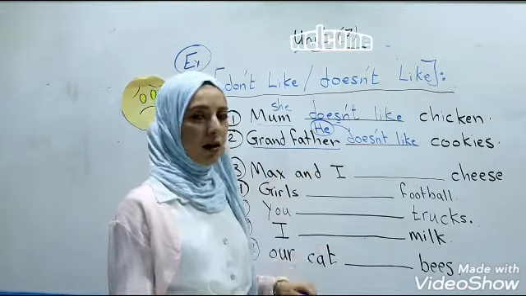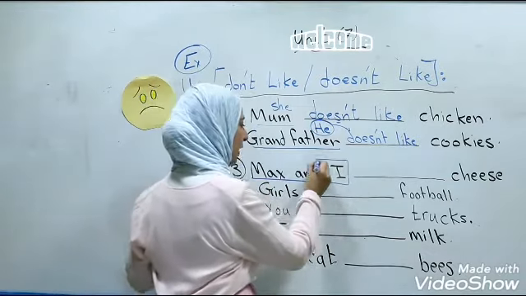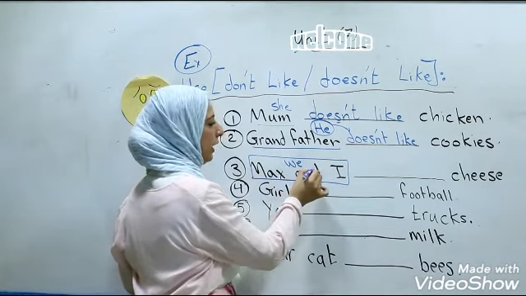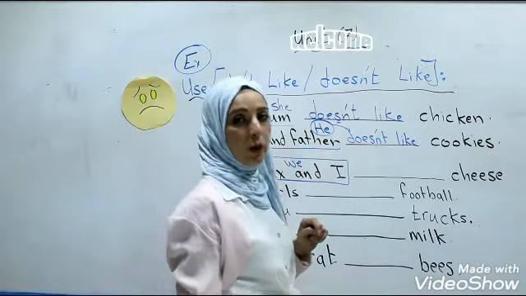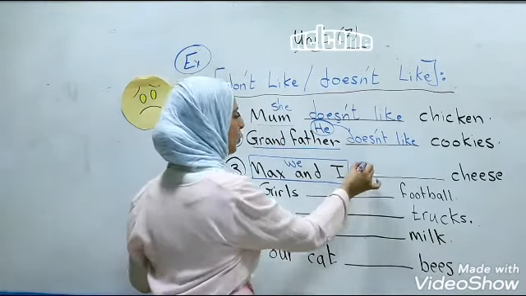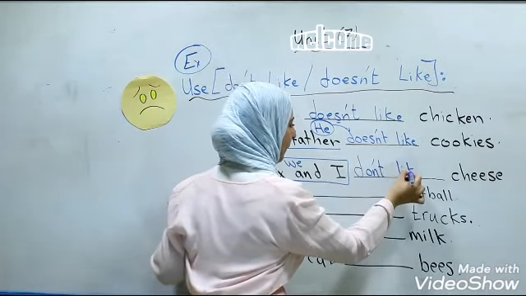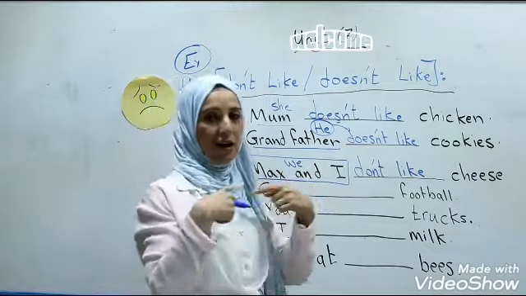Max and I. Max, he, and I together. The pronoun we. Don't like or doesn't like? We. For sure, don't like. We. Max and I. We.